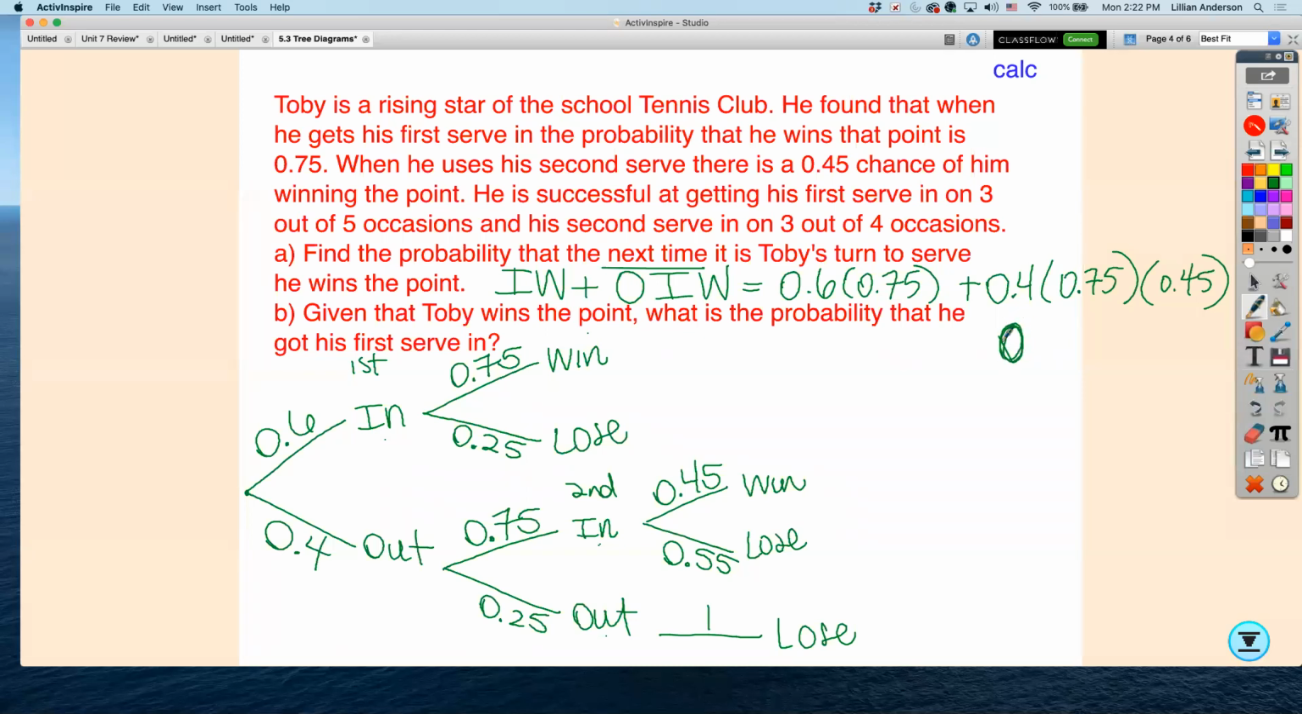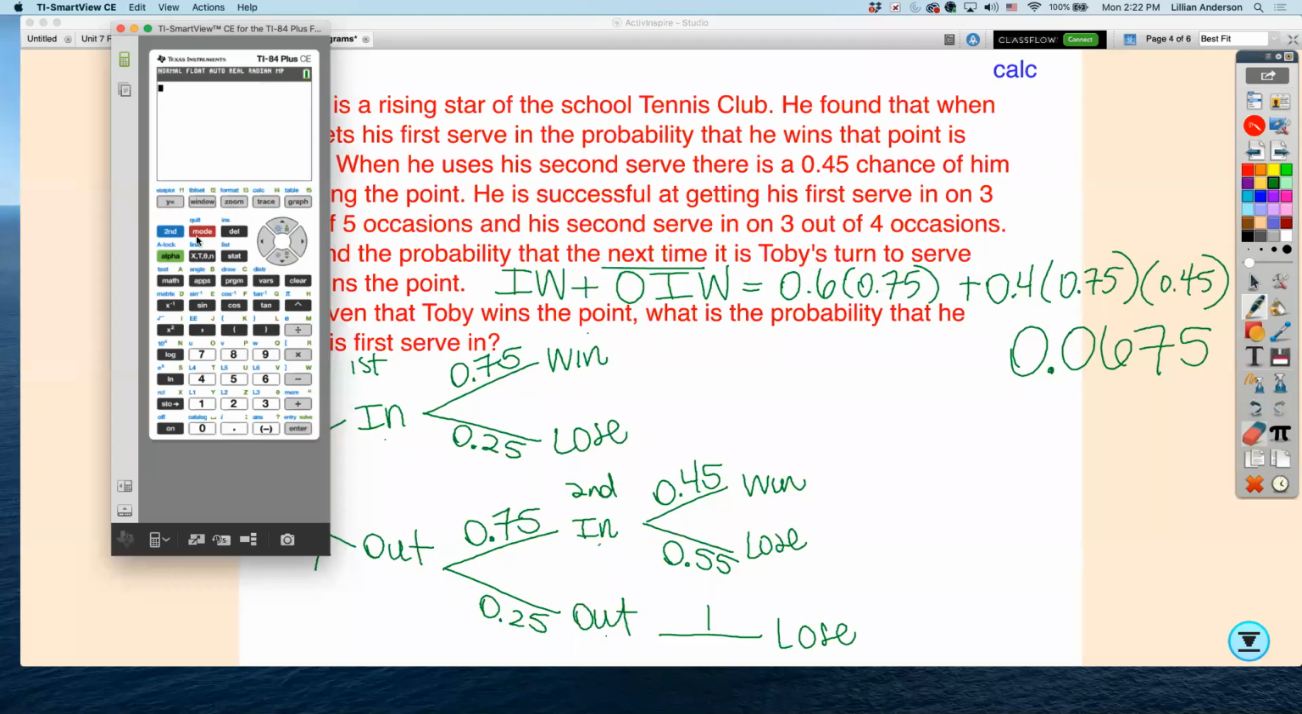0.6075. Points, what? I don't know if I did this right, but I got 0.0675. I got 0.585. Okay, so we got two different answers. All right, so let's look at this one. So 0.6 times 0.75 plus 0.4 times 0.75.